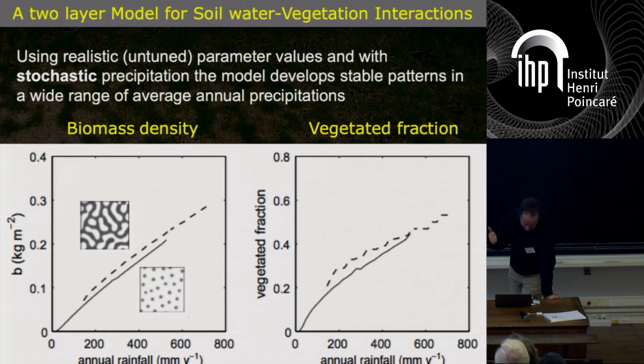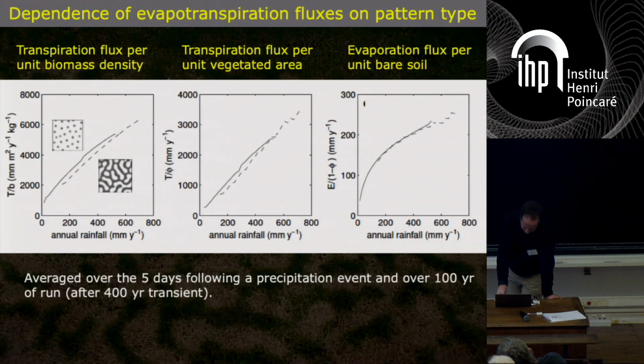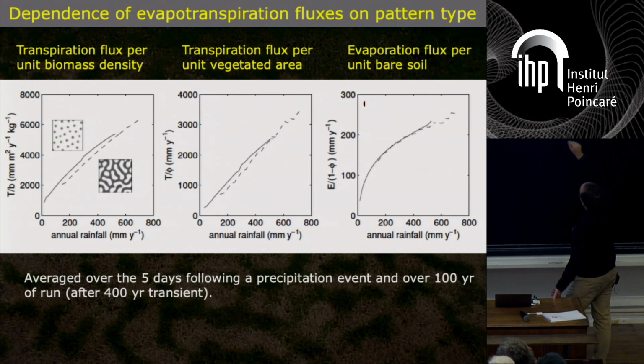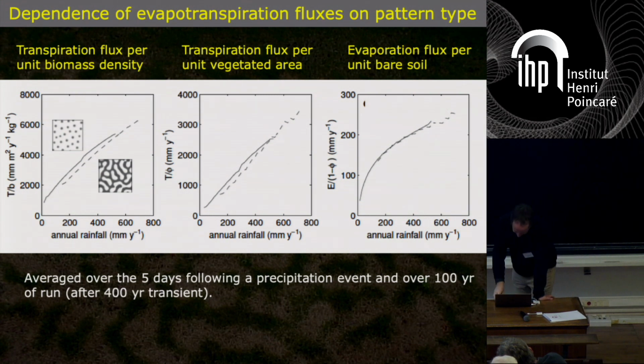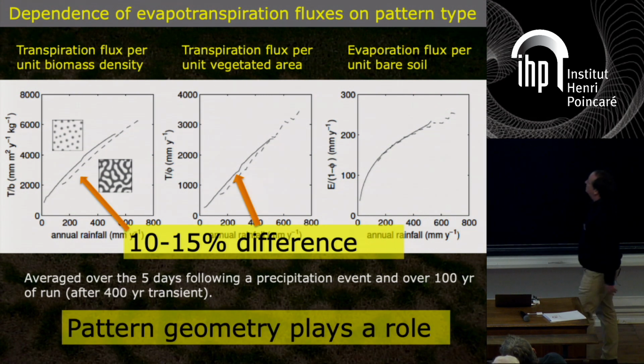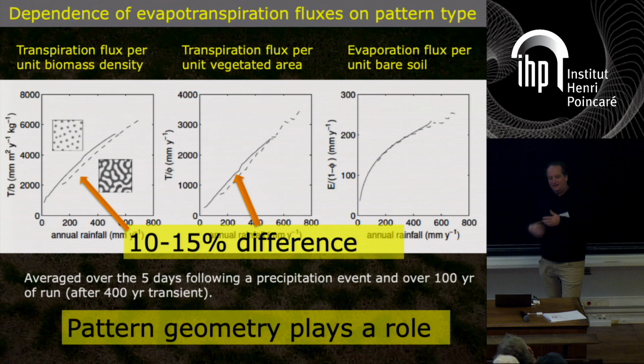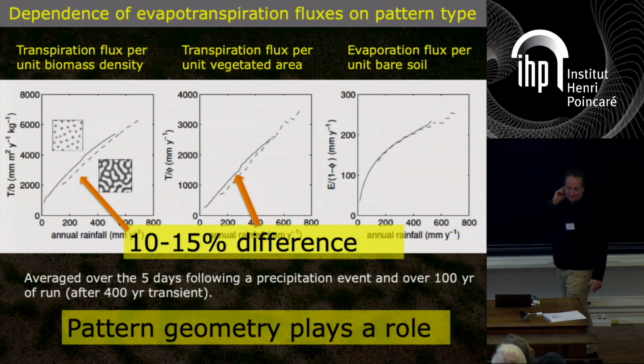So obviously you still get the patterns, you still get the biomass density being reproduced as before, you still have bistability, the coexistence of two alternative states. But if we now look at the transpiration per unit biomass, or per unit vegetated area, we will discover that there is also a difference between these two. And notice that this is per unit vegetation, so not taking into account that different patterns may have different fractional coverages associated with them. So it has been normalized to that.